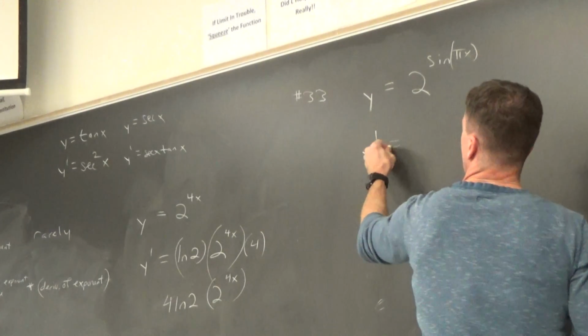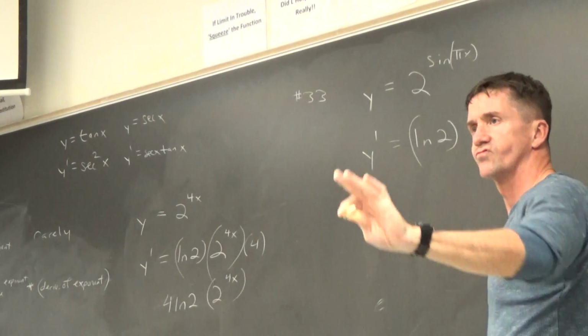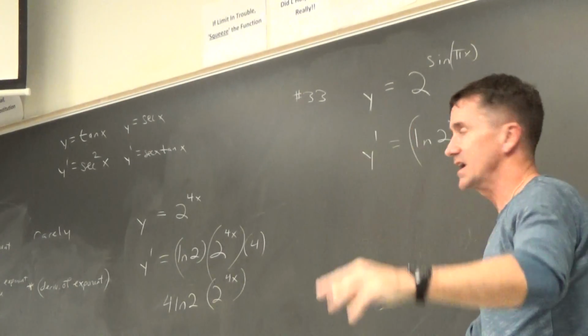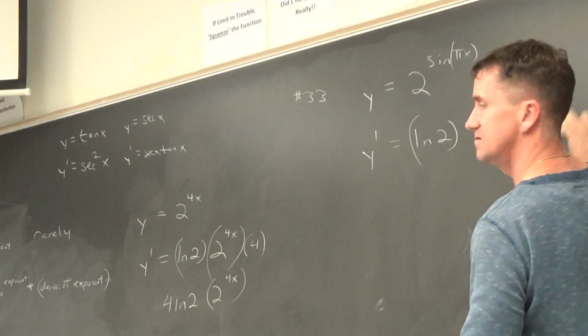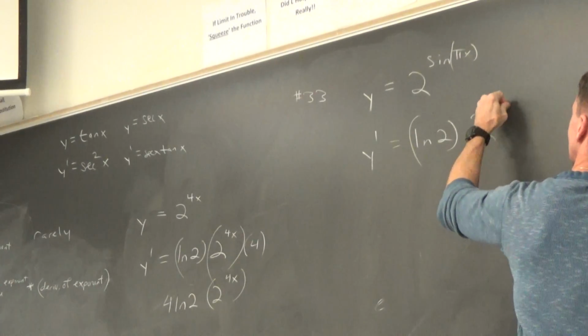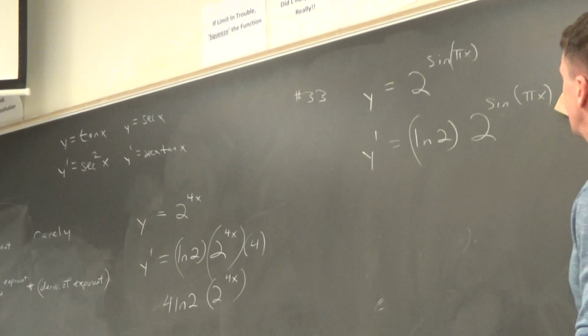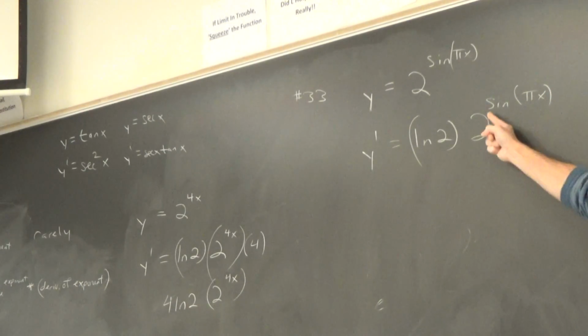First of all, natural log of what number? 2. Check. Second, would you just rewrite that whole expression? Yep. 2 to the sine pi x. Now here comes the chain. There's your g.